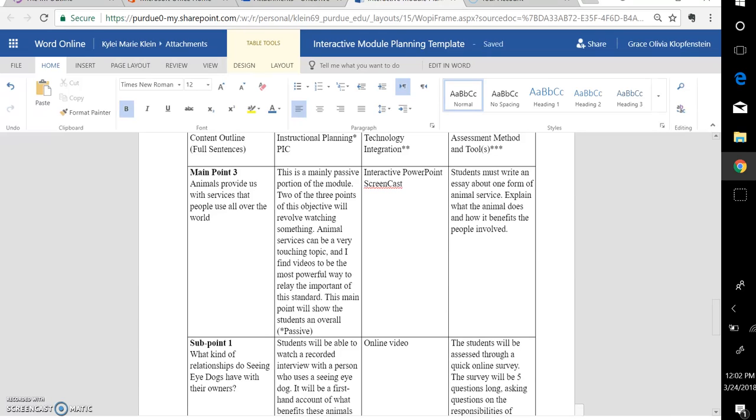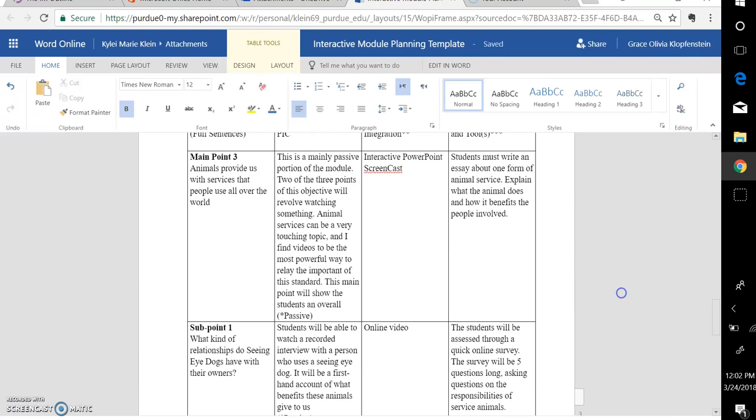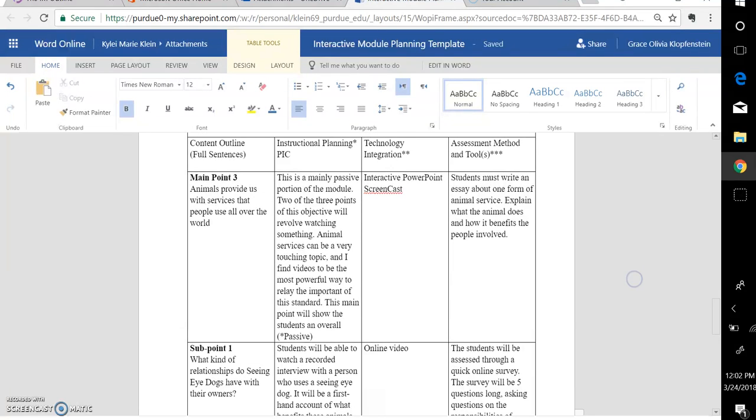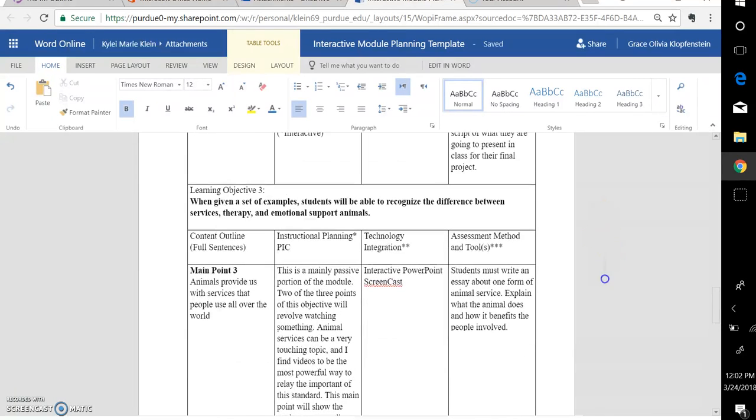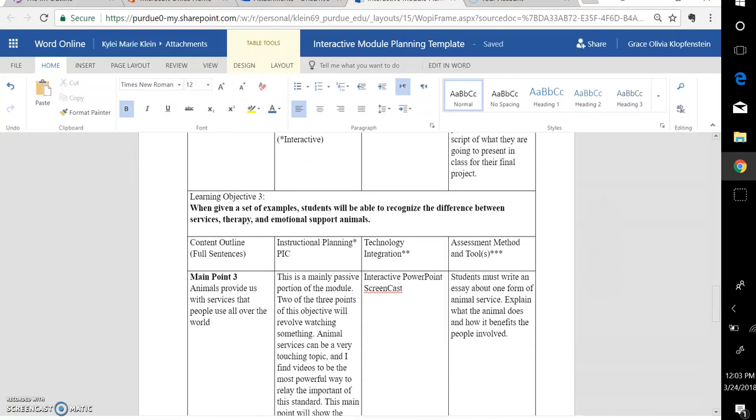Now, for this first section, how I'm going to assess the students will be that students must write an essay about one form of animal service and explain what the animal does and how it benefits the people. When I say one form of animal service, if you come up here, that could be a service animal, a therapy animal, or an emotional support animal.